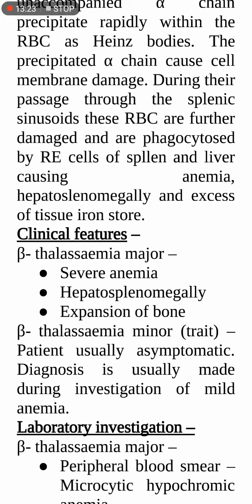This patient, if it is beta thalassemia major, presents with severe anemia, hepatosplenomegaly, and expansion of bone. And if the patient has beta thalassemia minor, it is usually asymptomatic and diagnosed during investigation of mild anemia.